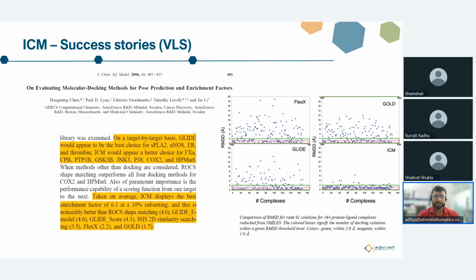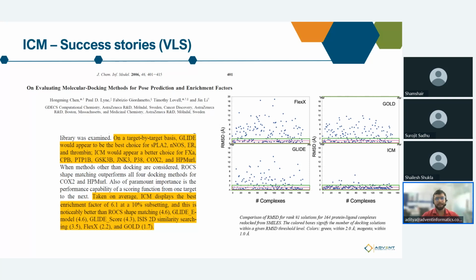Talking about enrichment factor, there was a publication from AstraZeneca where they compared different tools for pose prediction and enrichment factors, where they compared ICM, Glide, Gold, Plexus, and visually it is clear that ICM gave the best RMSD among all the available tools. And also it was mentioned that on a target by target basis, Glide would appear to be the choice of tool in 4 family classes, whereas ICM would be a better choice for 8 different family classes. In the same study, it was highlighted that ICM has the best enrichment factors among all the available tools.